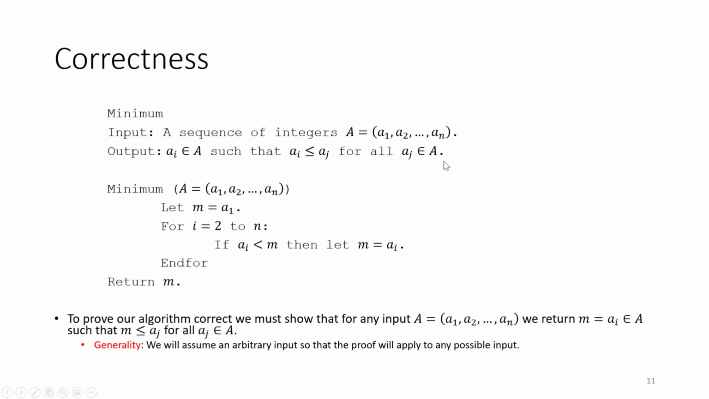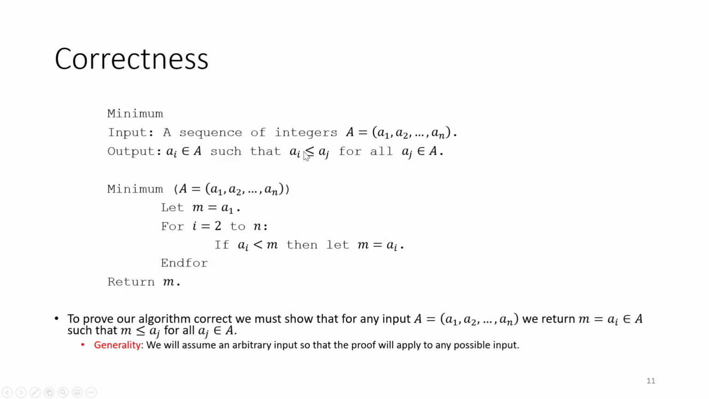Okay, then what else does the minimum problem do for us? It establishes the output, what we should expect for the output. Let's go through the notation here again. ai is an element of A. This is telling us that what we're supposed to be returning is one of the elements in our sequence. Which element? Such that ai is less than or equal to aj for all of the other aj's that are in A.